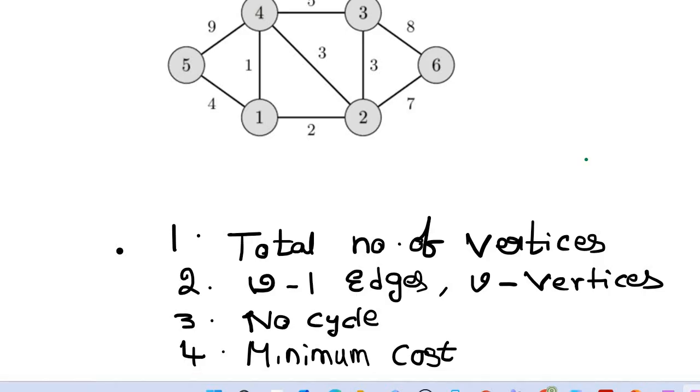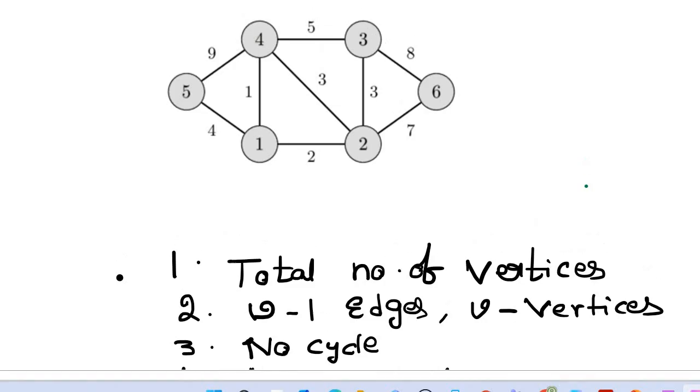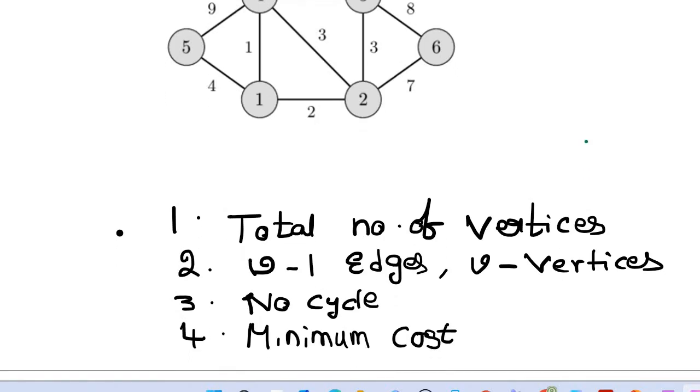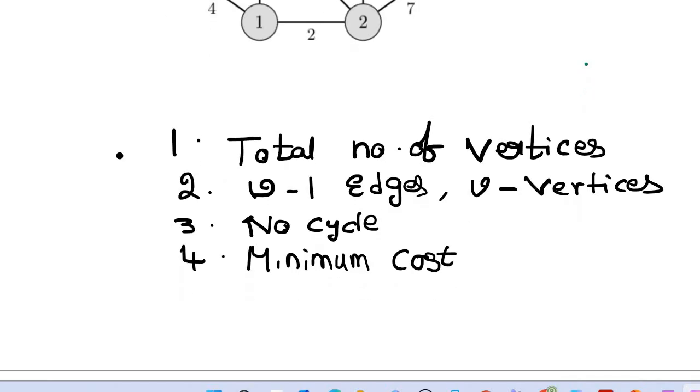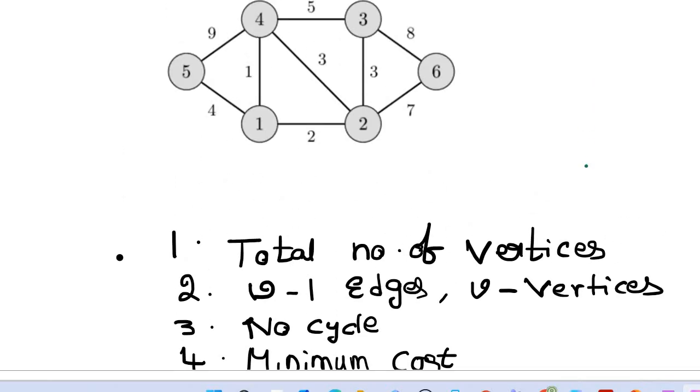And the third property is it should not form a cycle. And the fourth property is the total cost should be optimized. The minimum cost should be generated in the minimum spanning tree. Let us solve this problem by applying Prim's algorithm step by step.